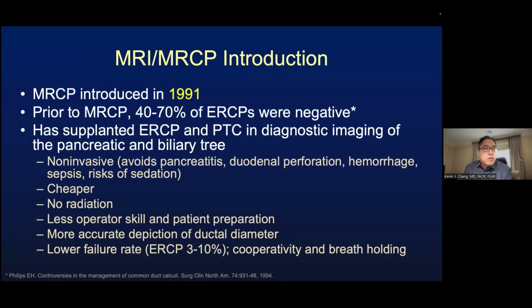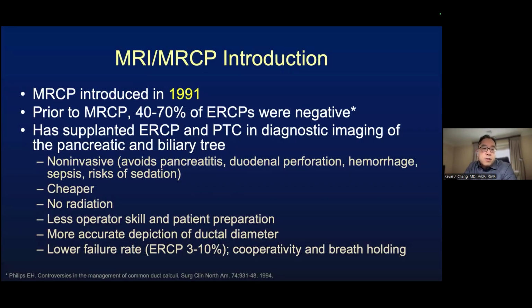MRCP was first introduced in 1991, so it's been around for many decades. Prior to MRCP, ERCP was a way to visualize the pancreas and the pancreatic duct, and 40 to 70% of diagnostic ERCPs were negative. So MRI and MRCP has largely supplanted ERCPs as well as percutaneous transhepatic cholangiograms in the imaging of the pancreatic and the biliary tree.